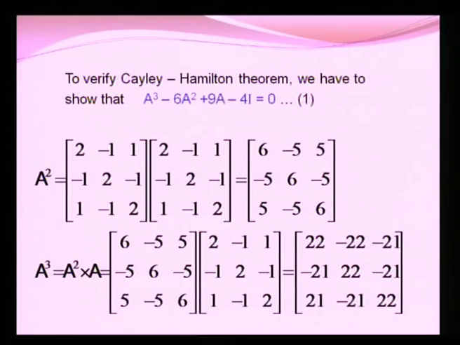In the same way, by multiplying A square with A, we will get the value of A cube, that will be 22, minus 22, minus 21. Second row will be minus 21, 22, minus 21. Third row will be 21, minus 21, 22. So the calculation of finding A cube will be homework for the students.